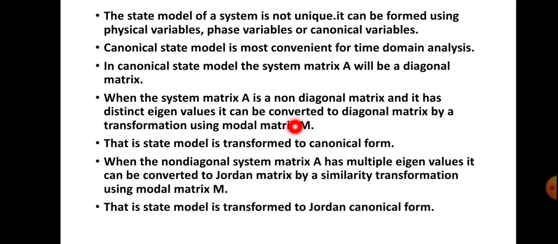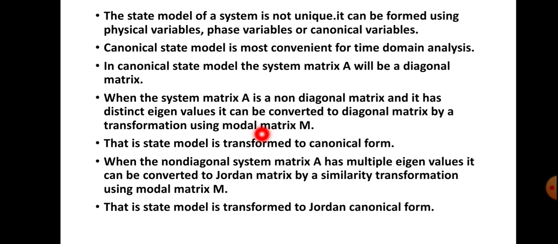We know that in state modeling, we represent x dot equal to A into x of t plus B into u of t. In that, A is called the system matrix, and in the case of canonical form, the system matrix will be a diagonal matrix. But if it is not a diagonal matrix, then we can convert it into a diagonal matrix by using the model matrix M.